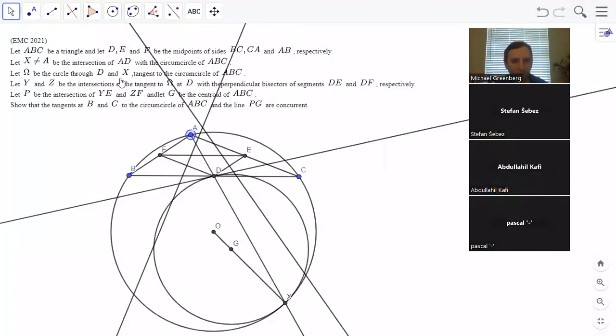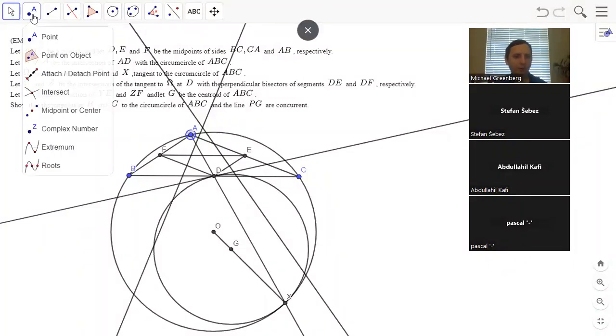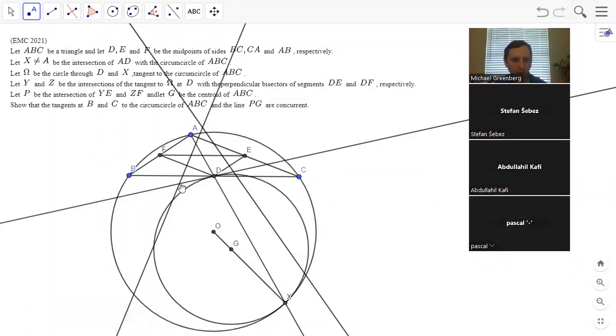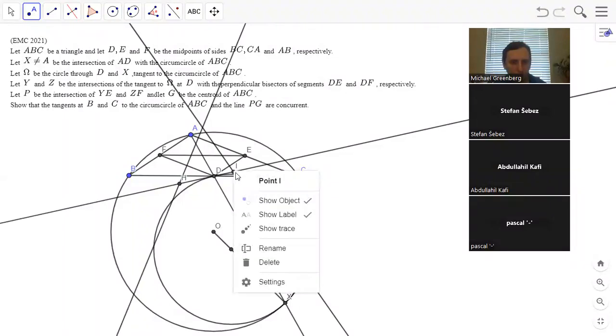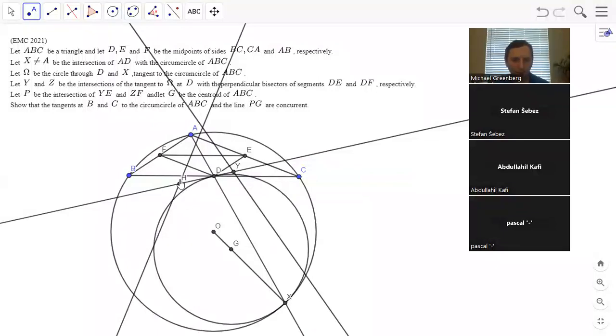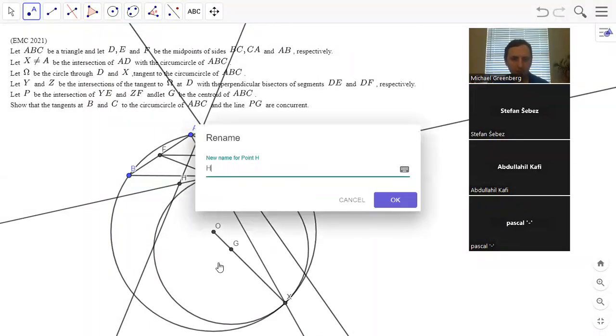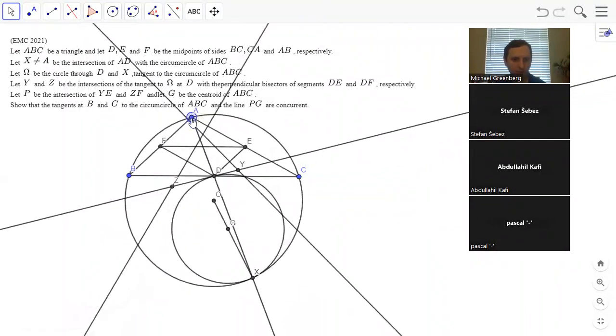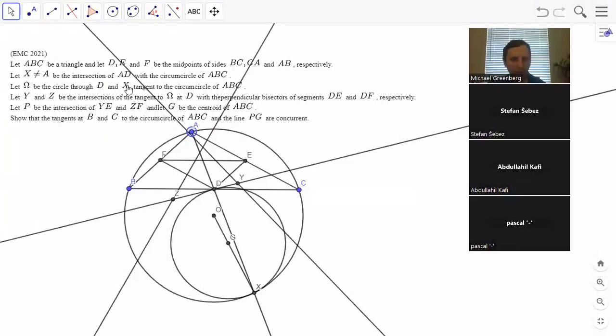The tangent at D. Oh, it doesn't have to intersect the circle. It just has to intersect the tangent. Okay. So we have Y and Z. So this one would be Y, and this one would be Z. And I can make it a taller one again, because I didn't realize that. All right.